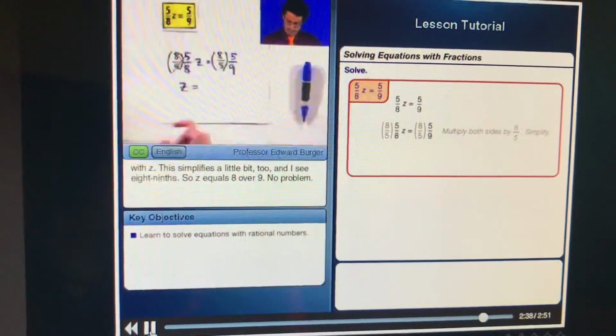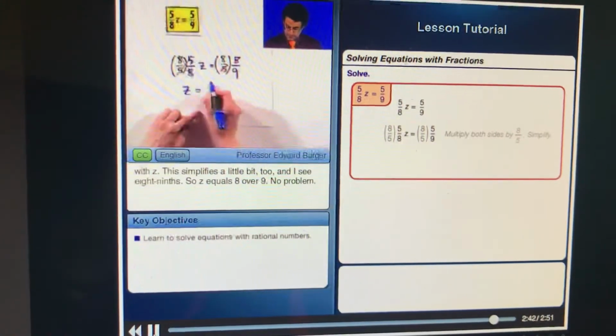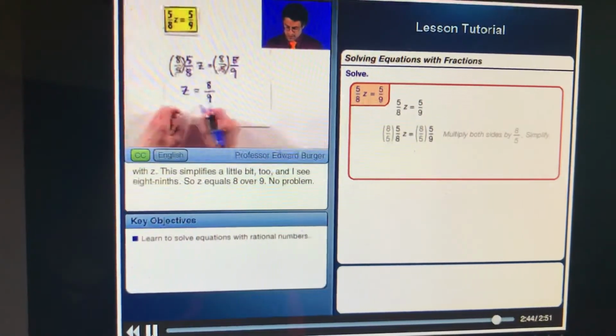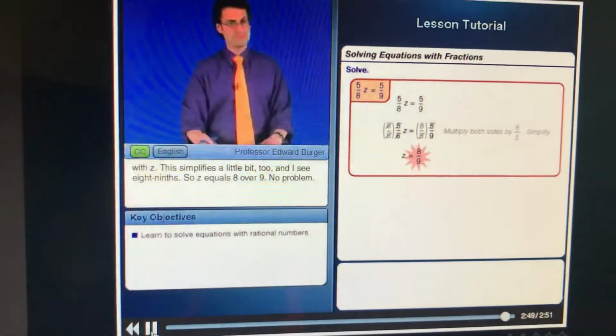And here, even this side simplifies a little bit. And I see 8/9. So z equals 8/9. No problem.